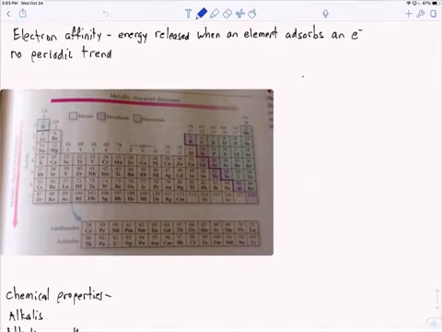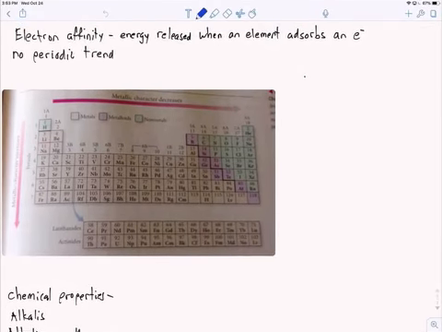Okay, so then 8C. Does this mean you can have a periodic trend for everything? Absolutely not. Electron affinity. If you add electrons to things, sometimes they release energy. The amount of energy atoms release when electrons are added is known as the electron affinity. Sometimes it's positive, sometimes it's negative. And there is absolutely no smooth trend.